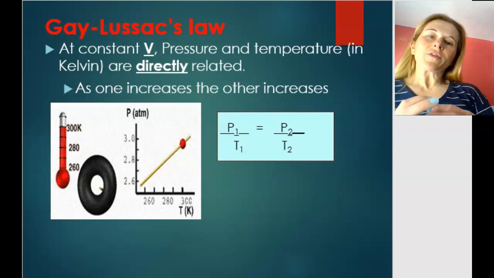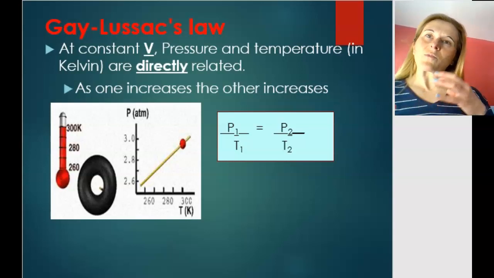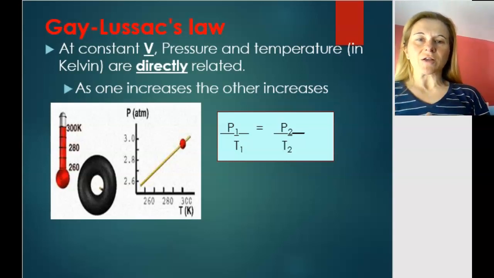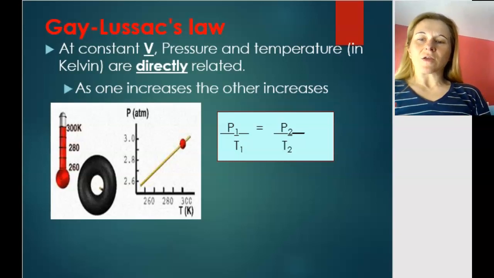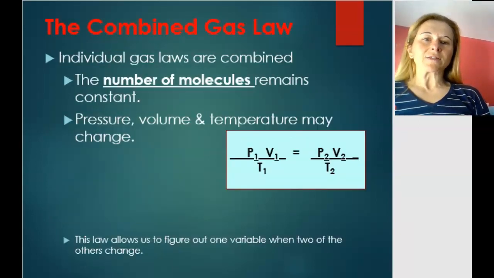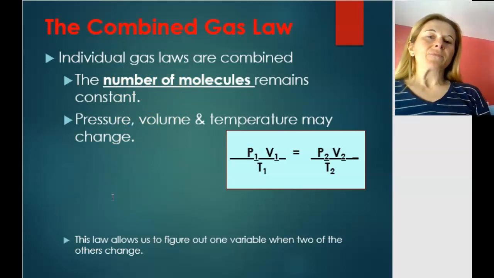When we bring all these things together, volume, pressure, and temperature, then we end up with the combined gas law. And this is that everything is changing. The pressure is changing, the volume is changing, and the temperature is changing. So we do see here that we're leaving the number of molecules the same, which means we're not putting any more gas into the container, but we are changing pressure, volume, and temperature.